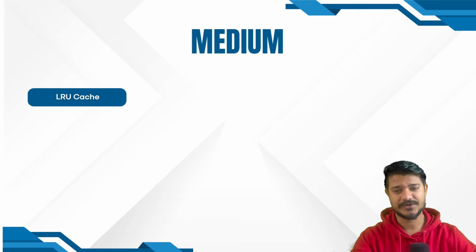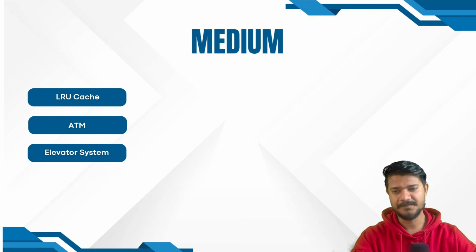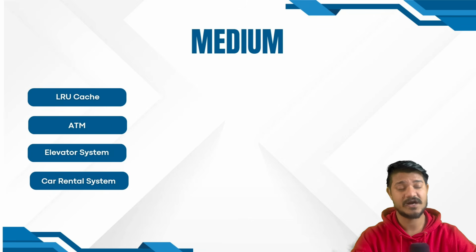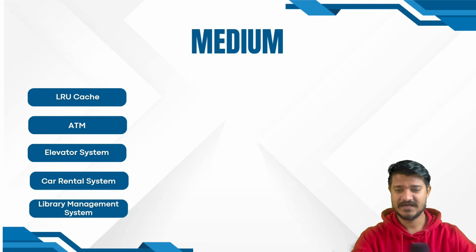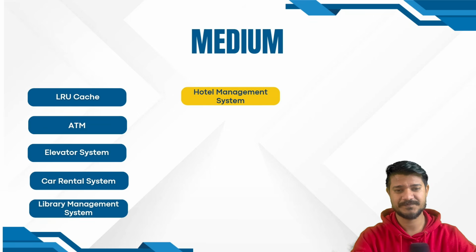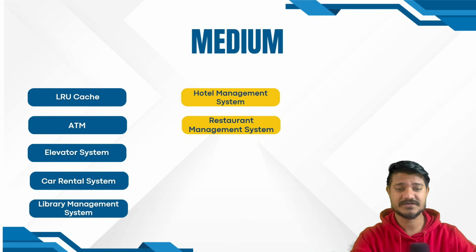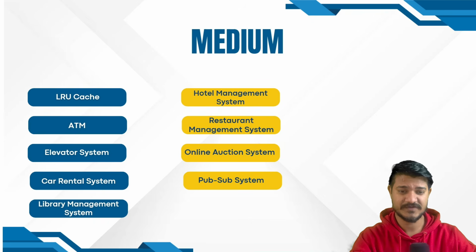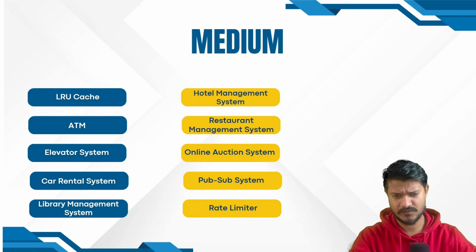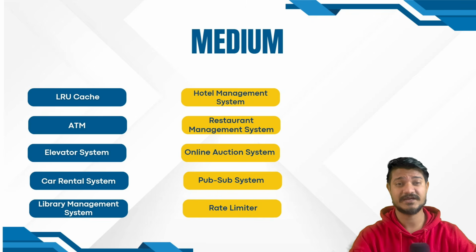We'll learn LRU cache, least recently used cache, right? ATM, elevator system, car rental system. Oh no, not parking lot. This is car rental system, so you can rent out the cars, right? And of course, library management system, hotel management system, restaurant management system, online auction, pub search system, publisher subscriber system, and rate limiter. One of the most important things, rate limiter.